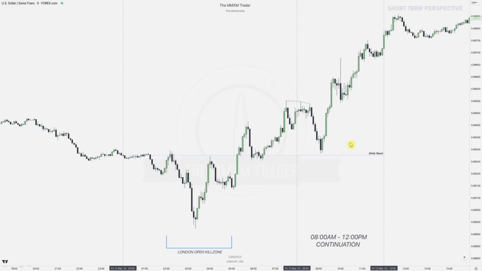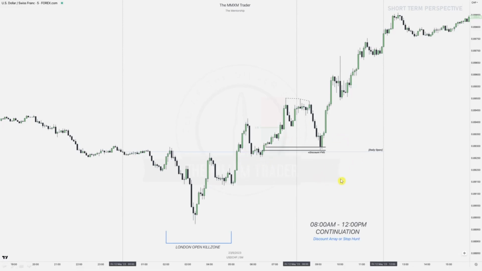So over here, where do we have a discount array? We've got this low until this high, right? This is our dealing range. Why is this the low of our dealing range, right? This low takes out this low over here. That's a high resistance liquidity run, right? And then this high takes out this high. So that's how you define your dealing range, right? Discount into premium, and then we have those failure swings above there.